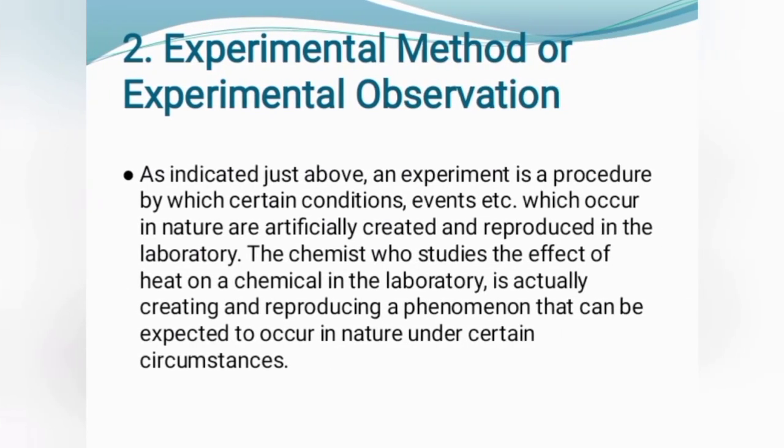Now we are going to see about experimental method or experimental observation. As indicated just above, an experiment is a procedure by which certain conditions, events, etc. that occur in nature are artificially created and reproduced in the laboratory. So the chemist who studies the effect of heat on a chemical in the laboratory is actually creating and reproducing a phenomenon that can be expected to occur in nature under certain circumstances. So this is experimental method or experimental observation.